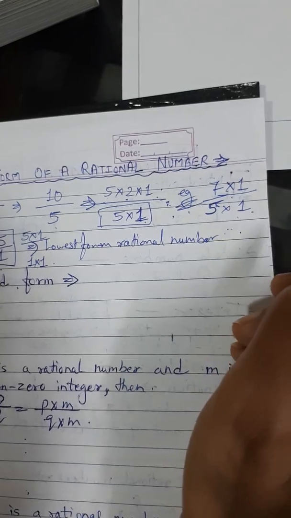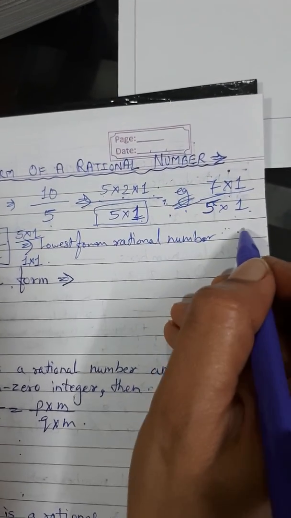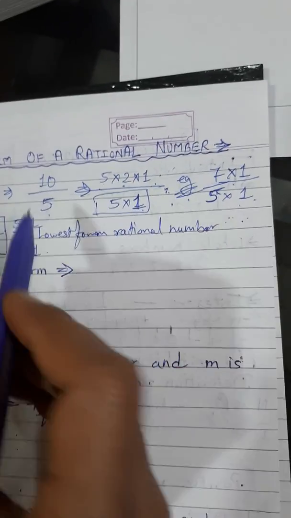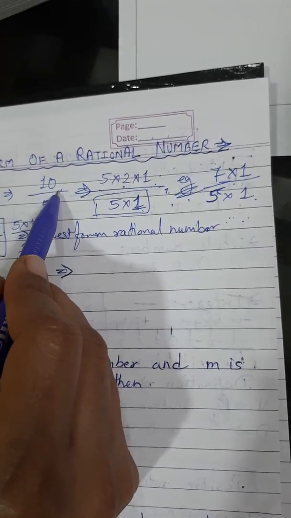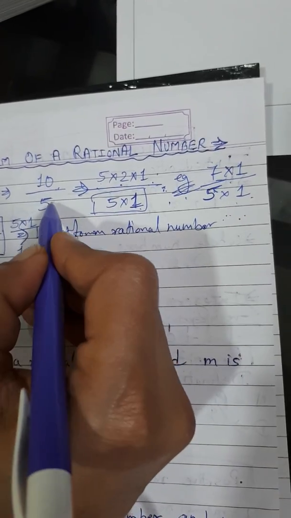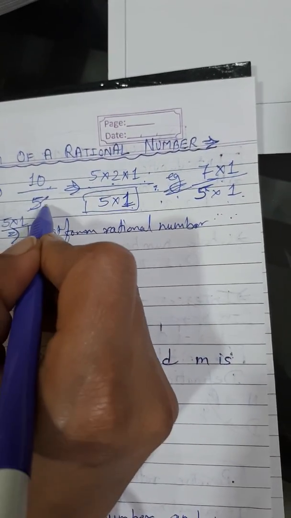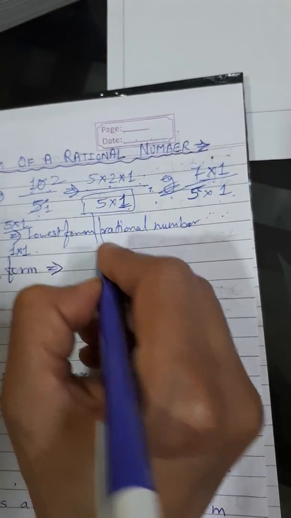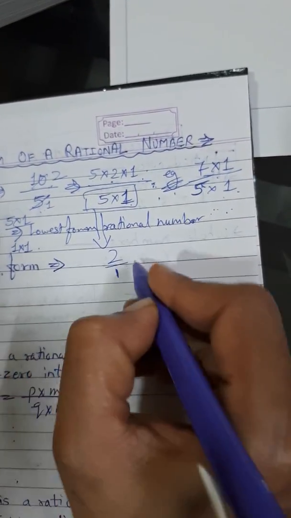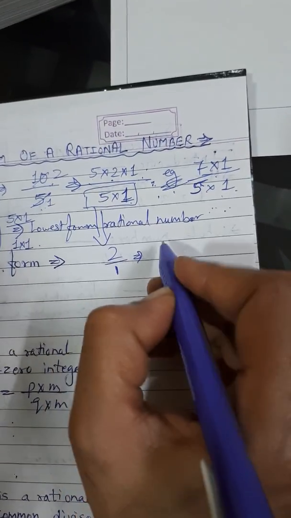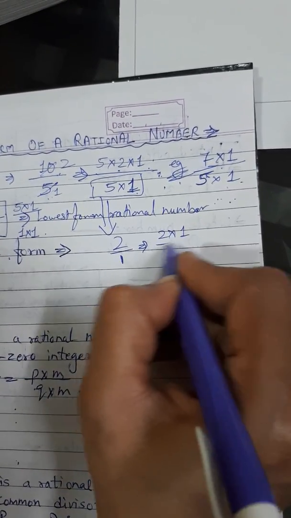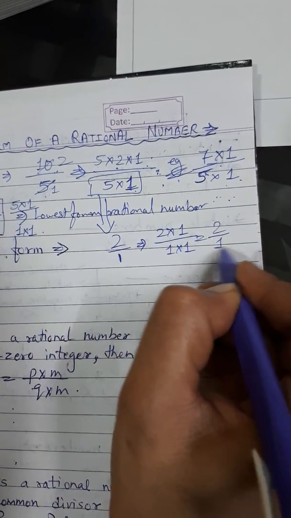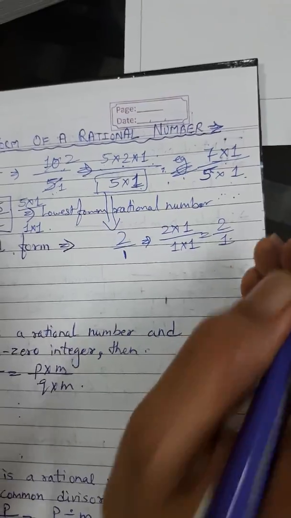It cannot be divided further. That's why this is the lowest form of a rational number. Here we are dividing it by 5. So if we divide it by 5, 5 ones are 5, 5 twos are 10. So this is 2 upon 1. Okay, this is 2 upon 1. So 2 upon 1 is the lowest form of a rational number because 2 has only the multiple of 1 and 1 also has only the multiple of 1.